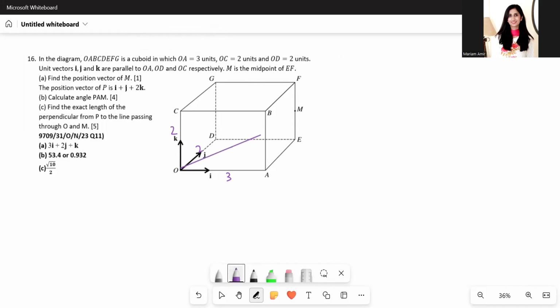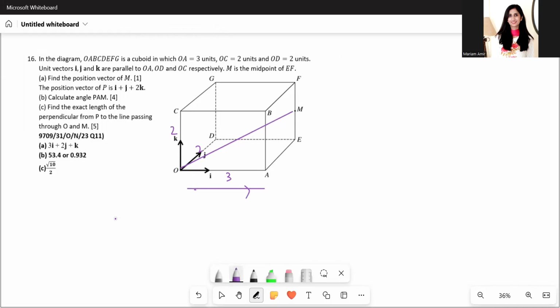That means we have to go from O to M. So we'll be going in this direction, 3i, then this direction, 2j, and then this direction, 1k. So the answer should be 3i plus 2j plus k.